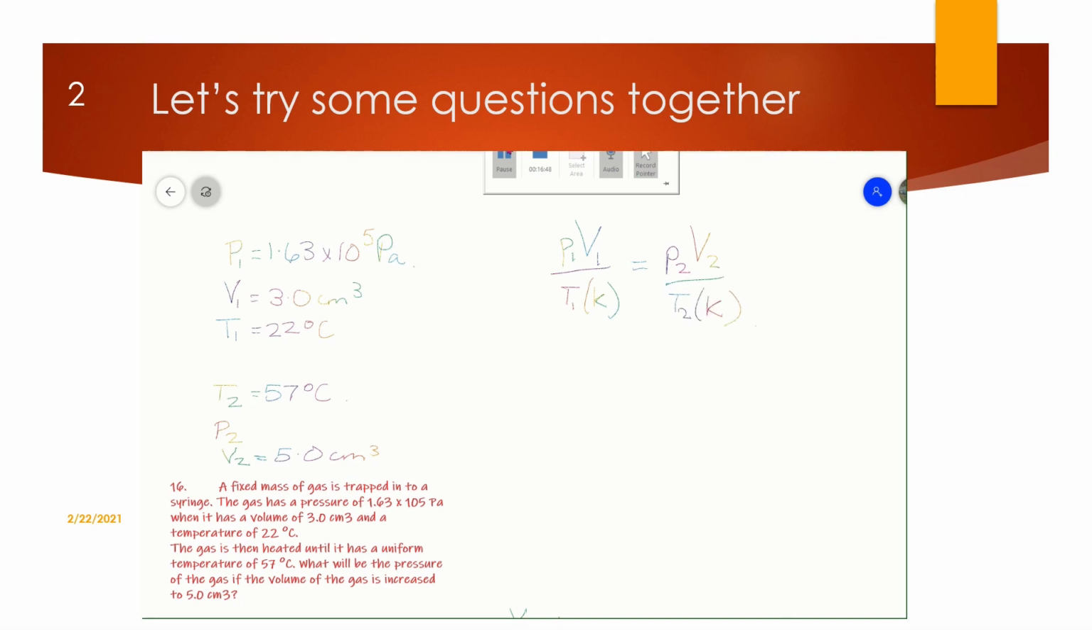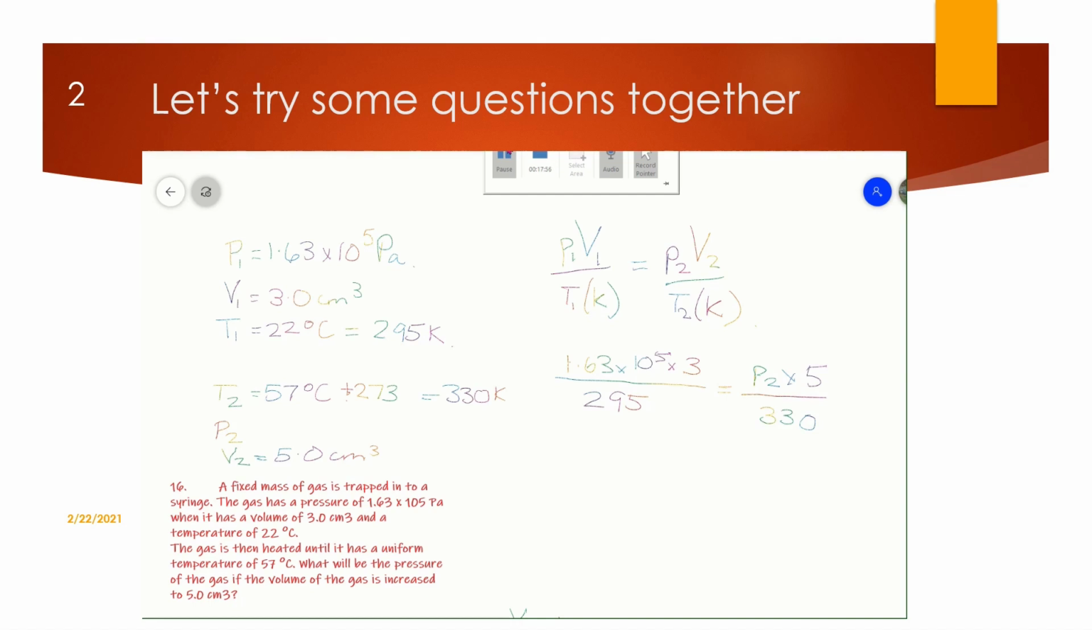And you just put the numbers in as before, but remember Kelvin. So the first thing we've got to do is add 273 to your 22, which I'm hoping you can work out is 295 Kelvin. Likewise here, we've got to add our 273. So that's 57 plus 273, which is going to be 330, as we had before. Kelvin, put our numbers in. So we're starting with a pressure of 1.63 times 10 to the 5 pascals, a volume of 3, divided by a temperature on the Kelvin scale of 295, and that's going to equal P2, which is what we're trying to find out, times 5 over 330.